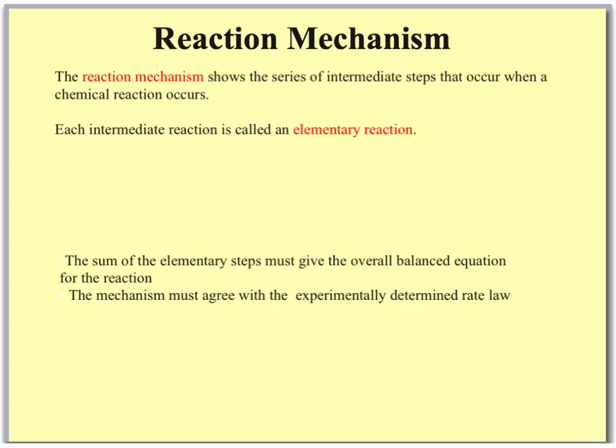And we use these reaction mechanisms to figure out our rate expressions. In order for us to make sure our reaction mechanisms are acceptable, there are 2 requirements. One is that the sum of the elementary steps must equal the overall balanced equation for the reaction. And the second requirement is that the mechanism must agree with the experimentally determined rate law.